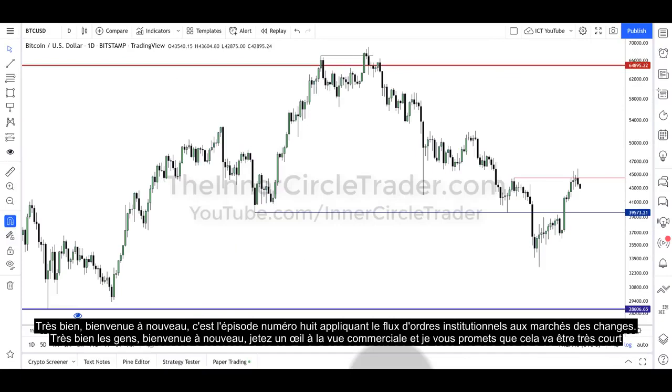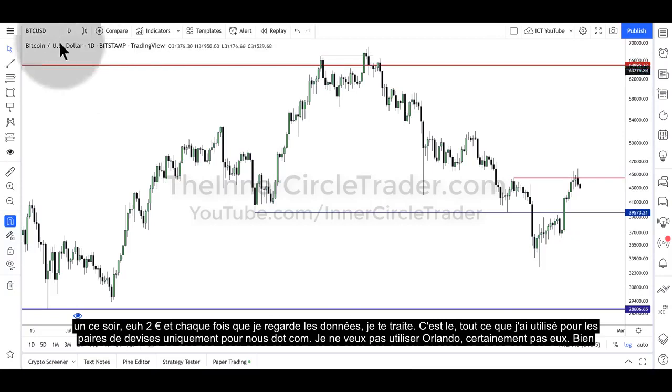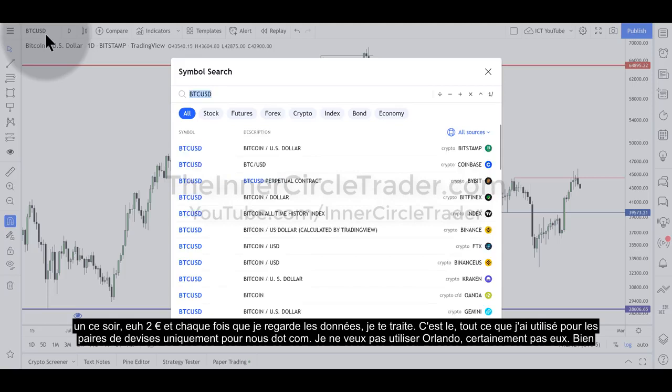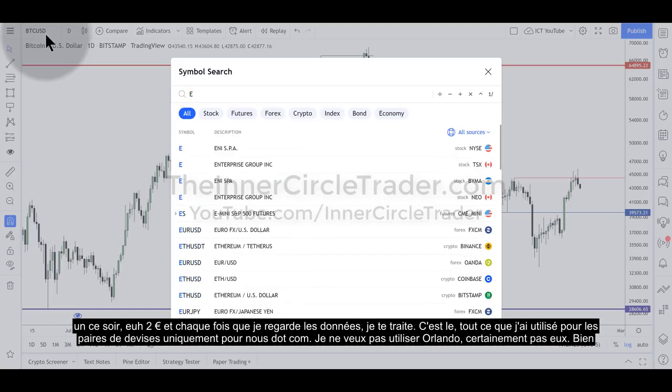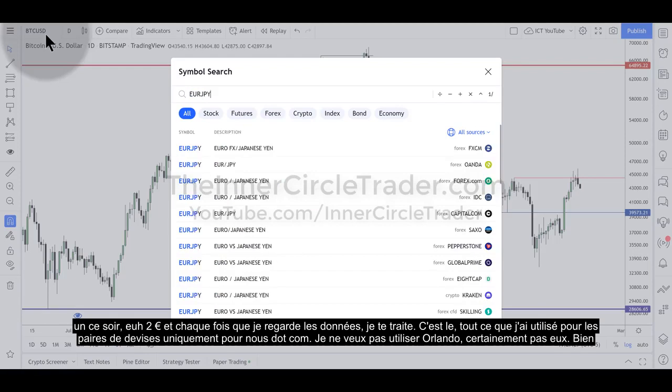Taking a look at TradingView, and I promise this is going to be a really short one tonight. Let's go to Euro. Whenever I'm looking at data from TradingView, this is the data feed I use for Forex pairs only, Forex.com. I don't want to use OANDA though. Definitely not them.